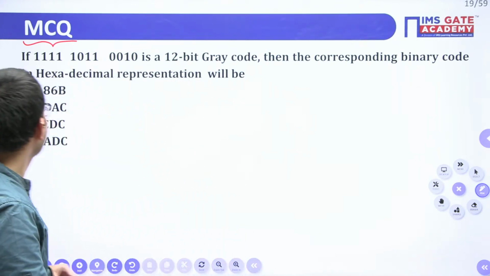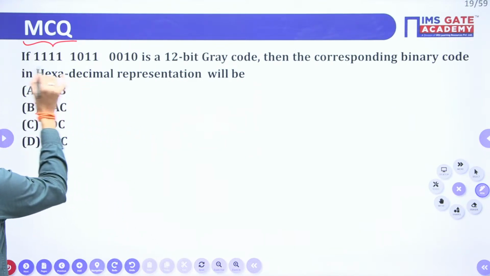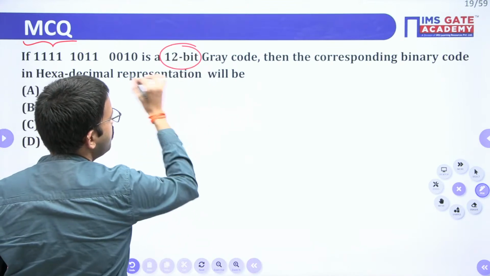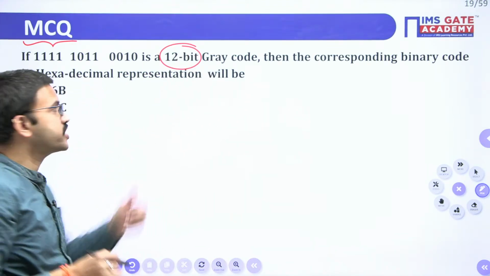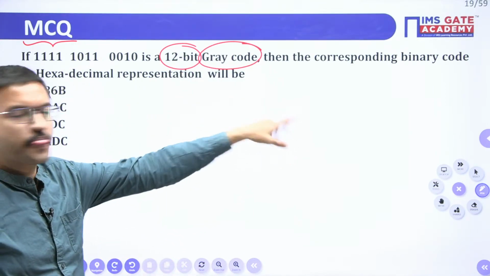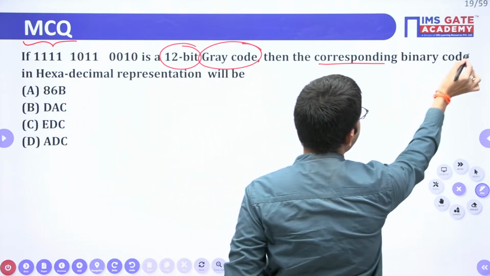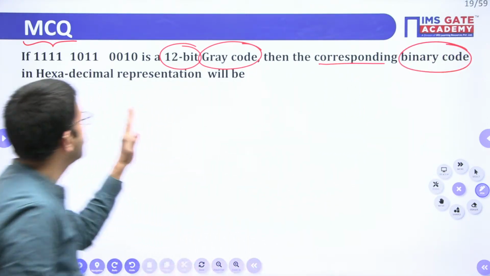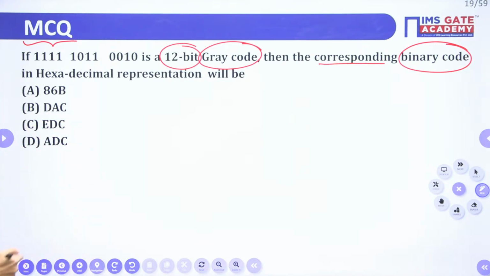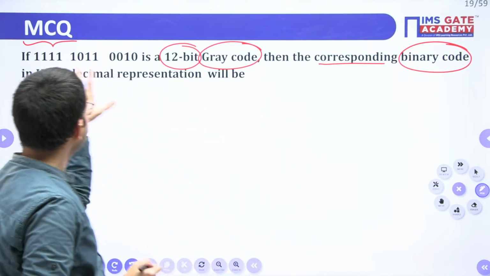Very good, Abdul. See here, they have mentioned one particular number. You are having it in terms of ones and zeros. Total number of bits are 12. And they have mentioned in this question, this particular number is represented in gray code. It is a 12-bit gray code. Now they are asking the corresponding binary code. That means this question is just conversion of gray to binary. So for easy understanding, first I will discuss binary to gray and then gray to binary. After that, we'll come back to this question.